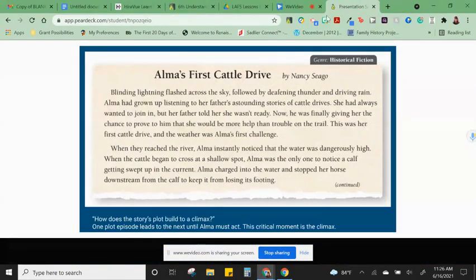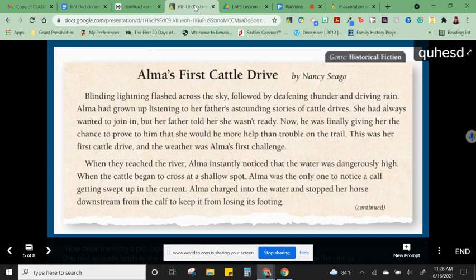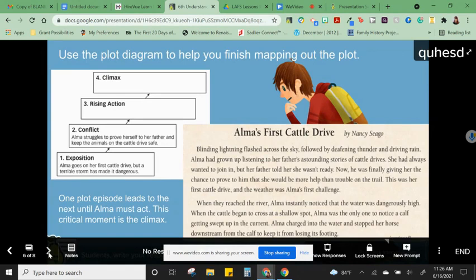So, students, I want you to think about, how does the story's plot build to a climax here? One plot episode, remember, leads to the next until Alma must act. The critical moment is going to be that climax. So use this plot diagram to help you finish mapping out the plot. We already have the exposition. Alma goes on her first cattle drive, but a terrible storm has made it dangerous. And the conflict. Alma struggles to prove herself to her father and keep the animals on the cattle drive safe.